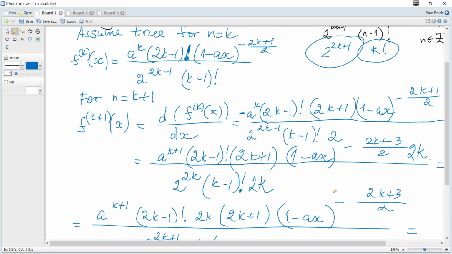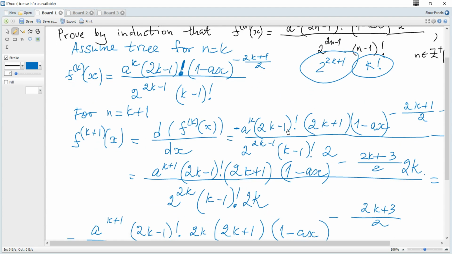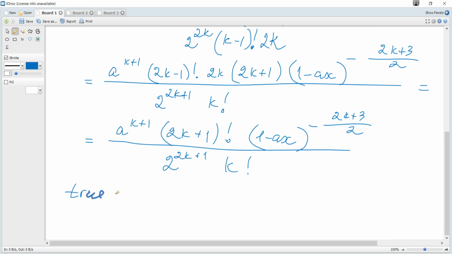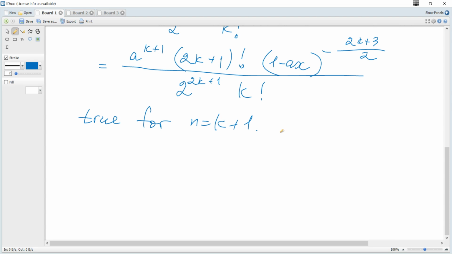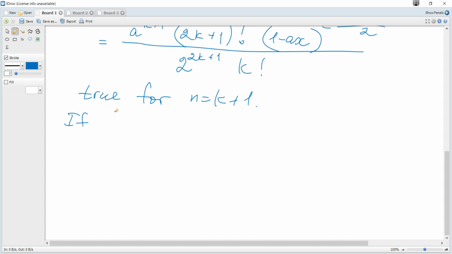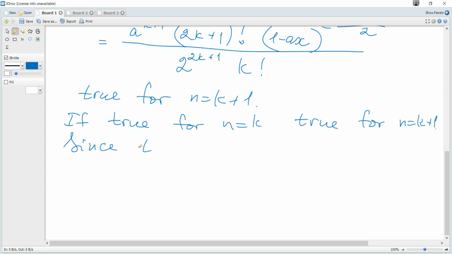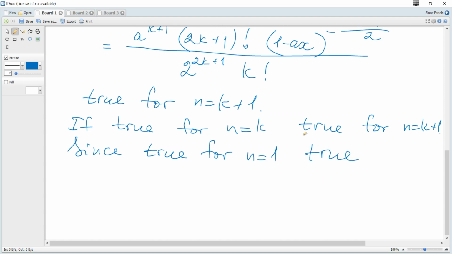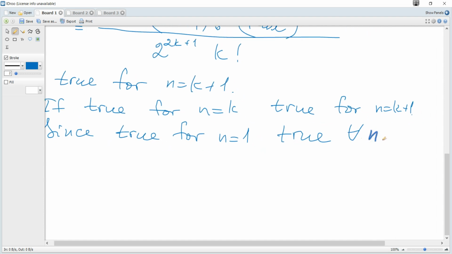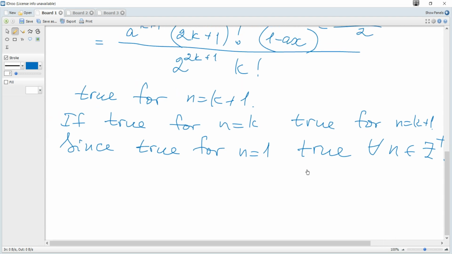And now it's as required for n is k plus 1, so it's true for n is k plus 1. And conclusion: if true for n is k, true for n is k plus 1, since true for n is 1, true for any n positive integer.